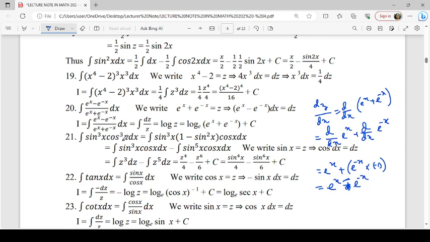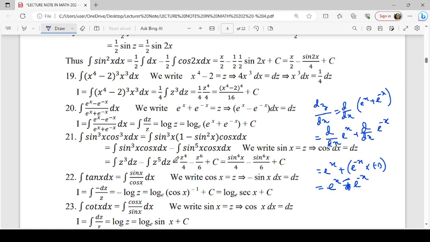Then this sin cube x cos cube x. So cos cube x we write as cos square x into cos x. Then this cos square x we write as 1 minus sin square x. Then this becomes a function of sin x. So it is sin cube x cos x minus sin to the power 5 x cos x. After simplifying this, because d by dx of sin x is cos x, this is z, this is dz, so z cube dz minus z to the power 5 dz, and this is the standard x to the power n formula.